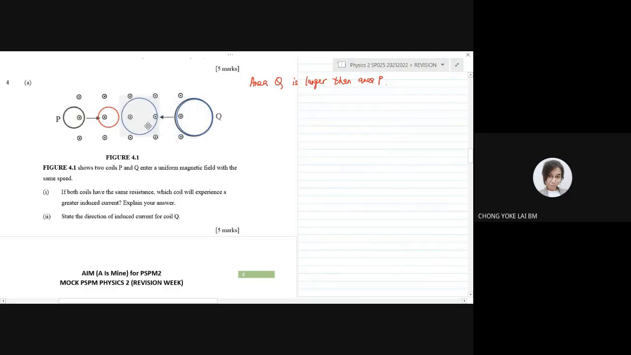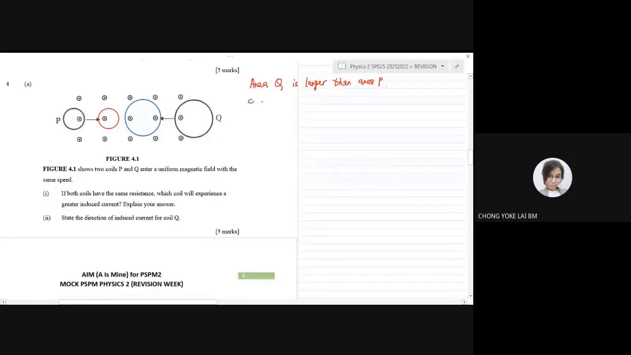So bila coil Q masuk sepenuhnya dalam ni, you akan nampak dengan jelas coil Q akan ada magnetic flux yang lebih banyak compare dengan coil P. If you compare to coil P, coil Q have larger area, so dia ada perubahan flux yang lebih banyak. Okay, so the change of flux in coil Q is greater than coil P.